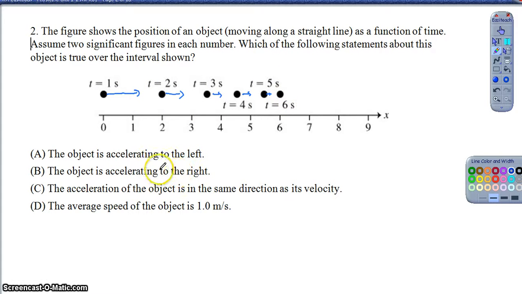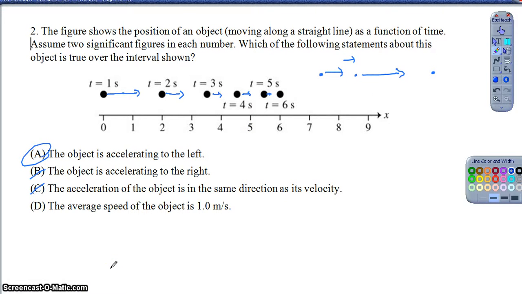So if the object was also accelerating to the right, or if it was accelerating in the same direction that it was moving, wouldn't the gaps be getting bigger over time? Right? If I'm moving this way and also accelerating that way, then I would expect my velocity to be increasing, and so the spacing between these dots should be increasing. So based on that fact alone, we can rule out B and C, and then obviously that fact again really includes A as my best option.